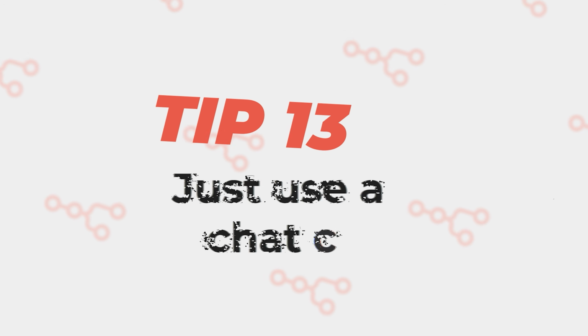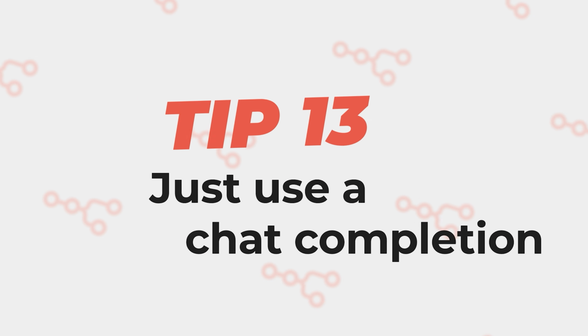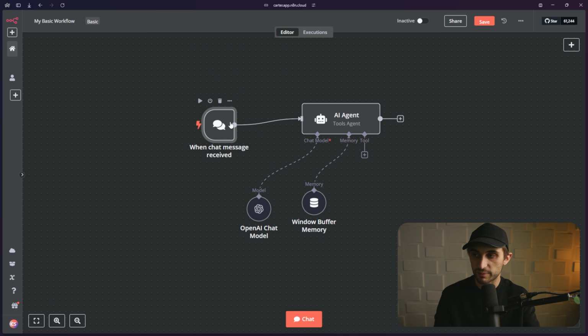Tip number 13 is sometimes you need to just use a normal chat completion. You don't actually want to use an agent node. So when do you want to use a normal chat completion and when do you want to use an agent node? So the agent node right here can be especially versatile if you need to save a window buffer memory with it and you want to chat back and forth with it using a chat tool like this.